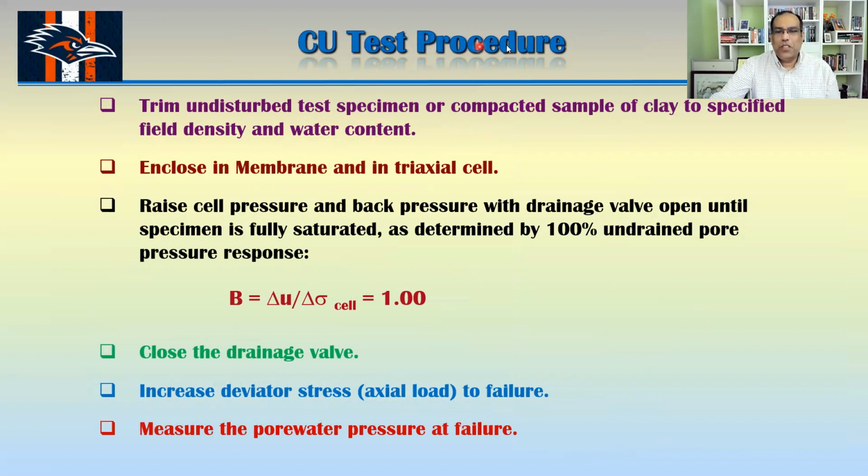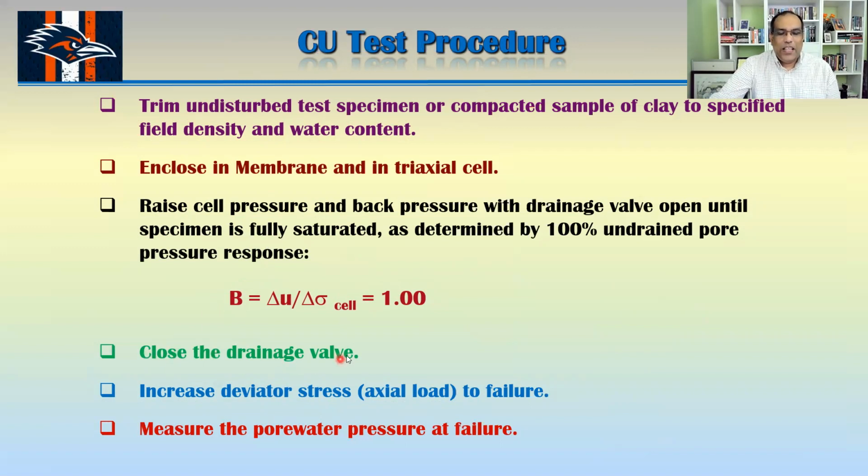Now, this is the CU test procedure. So first, trim the undisturbed test specimen or compact a sample of clay to the field density and water content. Then enclose it in a membrane and put it in the triaxial cell. Raise cell pressure and back pressure with the drainage valve open until the specimen is fully saturated, as determined when 100% saturation occurred. And again, you see that Skempton's B parameter has to be close to 1, to make sure that the soil is saturated.